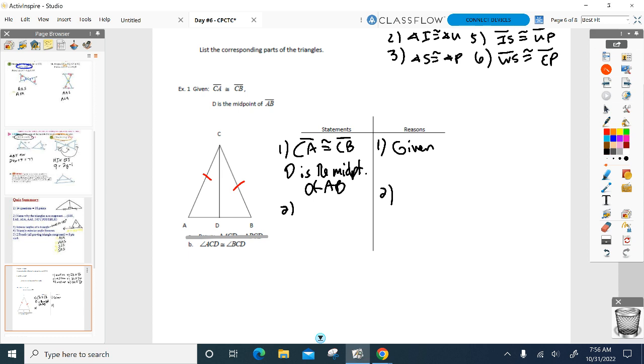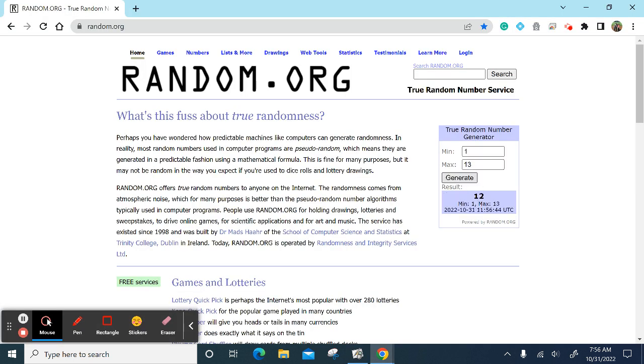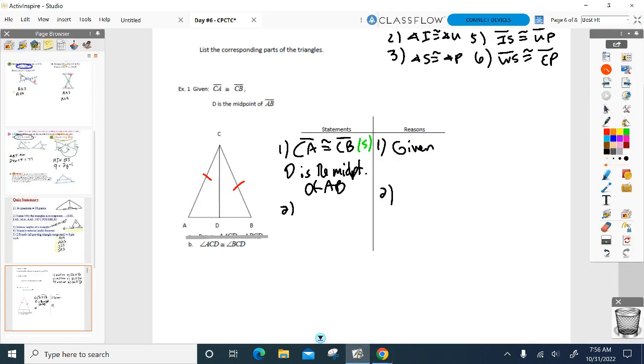This is good practice for tomorrow. Side, already done. Name something else you know is true on this diagram, because I only have one pair of sides. You know you need three total. 3 pairs of congruent parts. Here we go. Anything else you know is congruent up here? CD is reflexive. Good. Remember, that's on you guys. I'll never mark that for you. CD congruent to CD, reflexive.